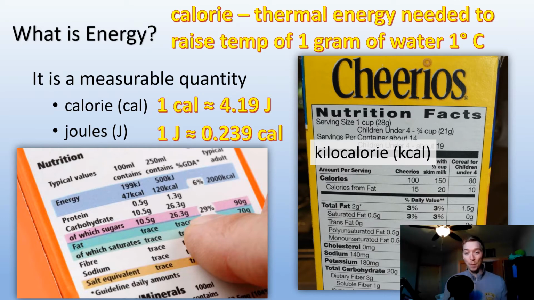And like I said, it's everywhere. And what it really means is, in the food sense, it's kind of how much potential energy is within whatever it is that we're consuming per serving size.